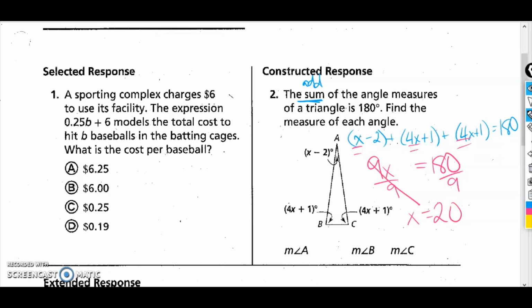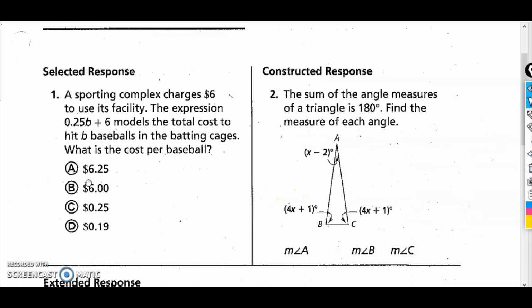It says find the measure of each angle. So I would need to plug in 20 here and figure out the measure of angle A. I would need to plug in 20 here plus 1 and the measure of this angle when I plug in 20, and that would be the answer for number 2.